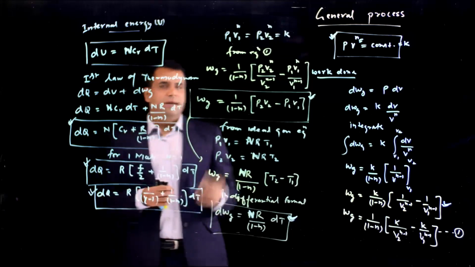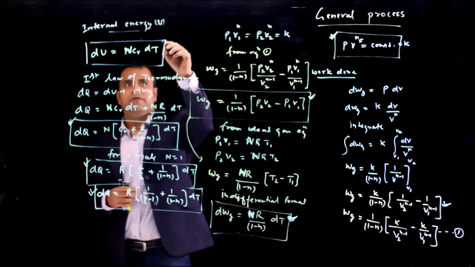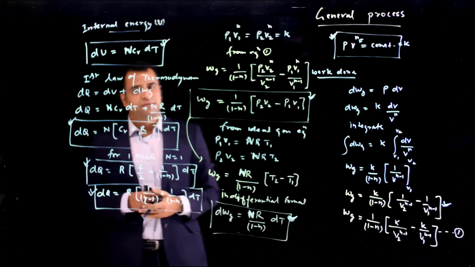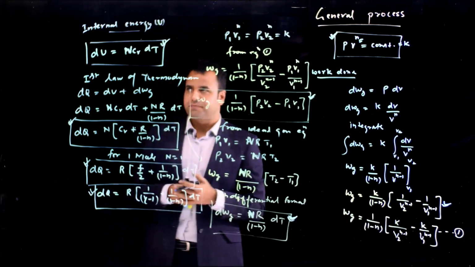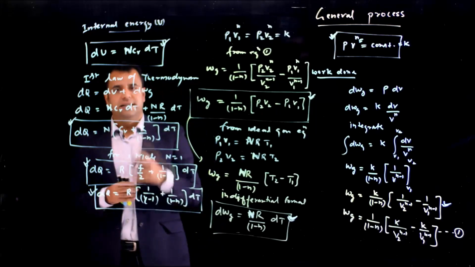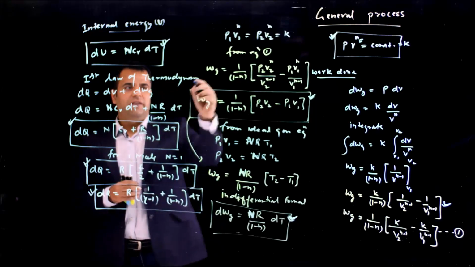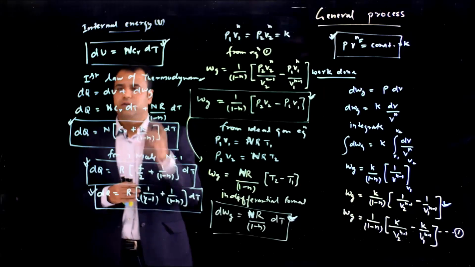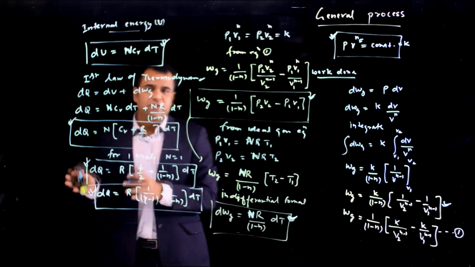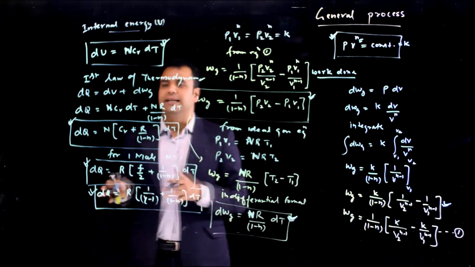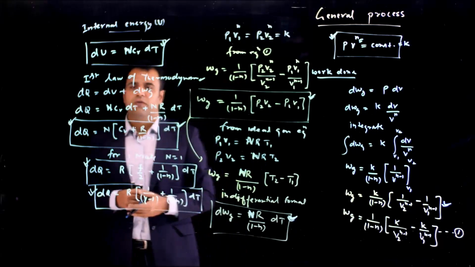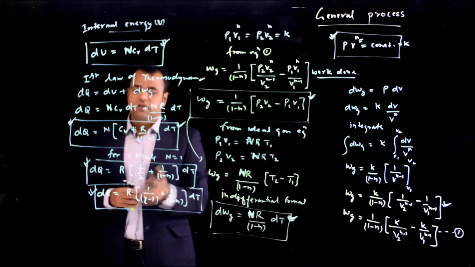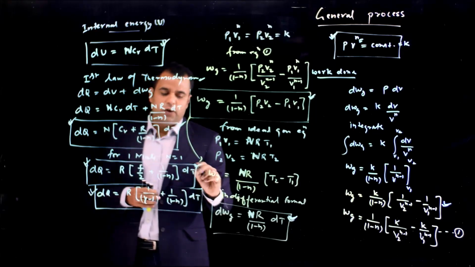After getting the work done by gas for the general process, we went for calculating internal energy. The change in internal energy is independent of the process. We already know that, and we directly utilized that formula. Then we went for the first law of thermodynamics because we want to calculate how much heat is given to the system. So we got the differential formula for heat given to the system in terms of temperature, and then we modified that formula for 1 mole.